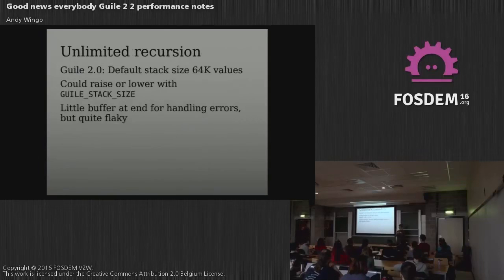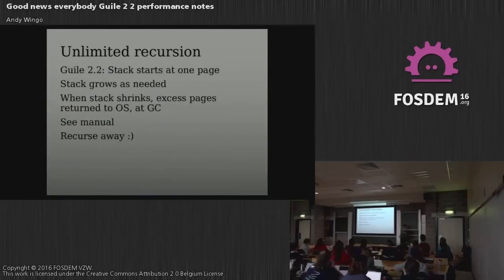Oh, and this one's awesome. So in Guile 2.0, your stack had a limited size, right? It was 64,000 elements. You could set an environment variable if you wanted it bigger, but once you reached the end, you were done, right? Well, in Guile 2.2, the stack has unlimited size. It's super rad. Whenever you need to grow the stack, it will allocate a new stack area and copy, and whenever the stack shrinks at some point, it'll return those pages to the operating system.